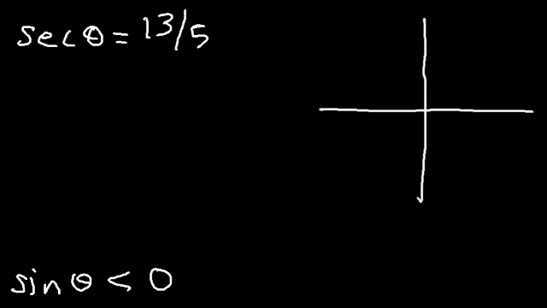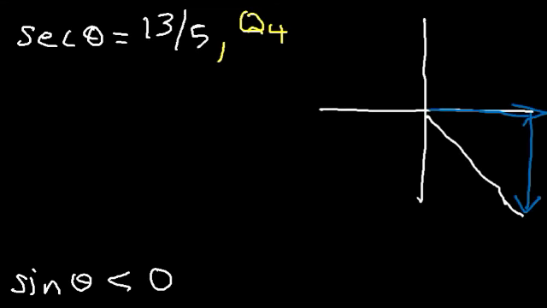Now, the first thing we need to do is identify the quadrant. So, if secant is positive, that means cosine is positive because cosine is 1 over secant. And sine is negative. In which quadrant is cosine positive and sine negative? Cosine is associated with x, sine is associated with y. So if x is positive, we need to go to the right. And if sine or y is negative, you need to go down. So therefore, this is in quadrant 4. So theta is over here.